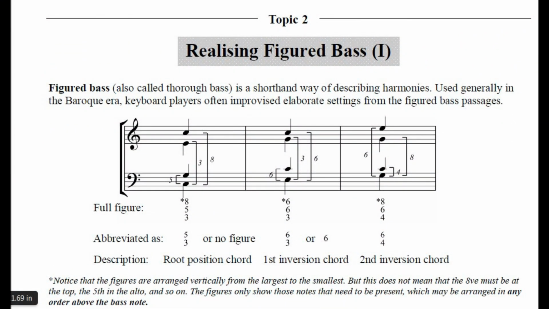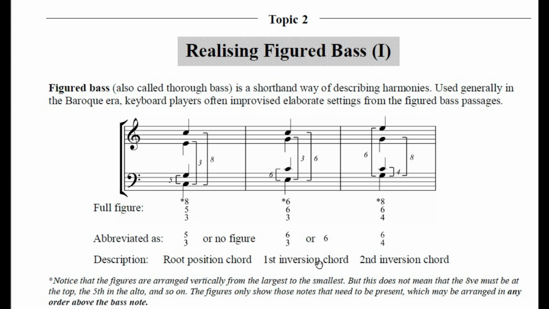Here are the tonic chords of C major. In the root position, the root note is in the bass and the chord is C, E, G. The intervals formed from the bass are a fifth, a third, and an octave. The figured bass is arranged with numbers from the biggest to the smallest as 8, 5, 3, abbreviated as 5/3 or no figure.